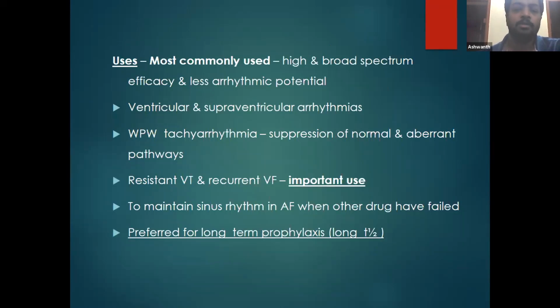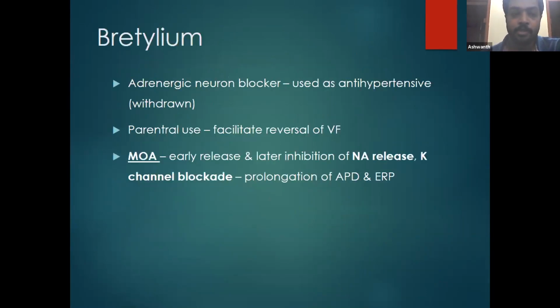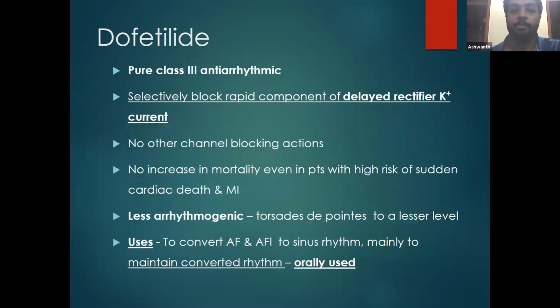Use: it is the most commonly used drug and has high, broad-spectrum efficacy and less arrhythmogenic potential. Used in ventricular and supraventricular arrhythmias, WPW arrhythmias, resistant VT and recurrent VF, to maintain sinus rhythm in AF when other drugs have failed, and preferred for long-term prophylaxis. Bretylium is an adrenergic neuron blocker, formerly used as an antihypertensive, and parenteral use facilitates reversal of ventricular fibrillation. Mechanism of action is early release and later inhibition of norepinephrine release, and potassium channel blockade. It prolongs action potential duration and effective refractory period.